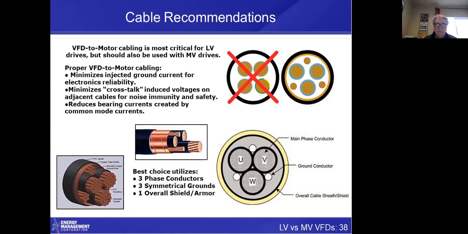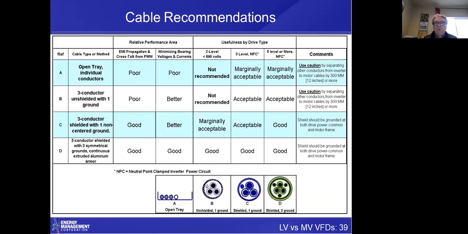This increases the cost of your cabling, especially if you get into multiple hundreds of horsepower, and you might end up on a low voltage drive with multiple conductors per phase. This is a very interesting table. Let me just point out that here's an open tray with individual conductors, 3 conductor unshielded with 1 ground, 3 conductor shielded with 1 non-centered ground, so we're adding the shield, and then 3 conductor shielded with 3 symmetrical grounds. And you can see in terms of EMI propagation or bearing currents that you have poor, you have better, and you have good. So we tend to recommend bearing protection in the form of an insulated bearing or a grounding ring, but the better the waveform, the fewer bearing problems you have, and this definitely reduces the problem with bearing currents. But more, we're concerned about the insulation.